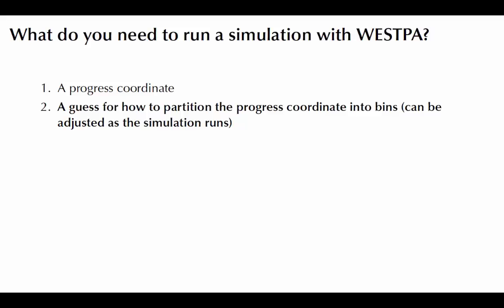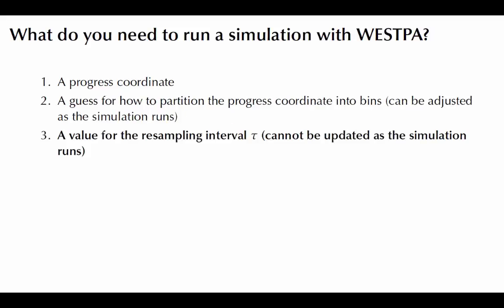And this is actually pretty critical because you don't know a priori if your progress coordinate is decent, and you don't know if your binning is decent. And so we allow you to adjust this as the simulation progresses to make sure that you're always making progress towards the rare event of interest.